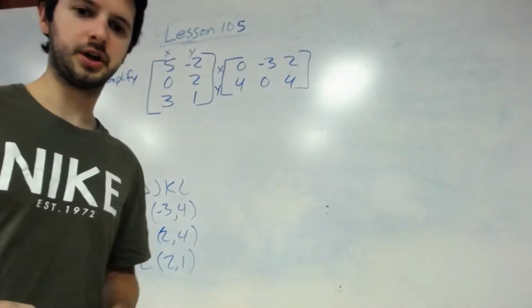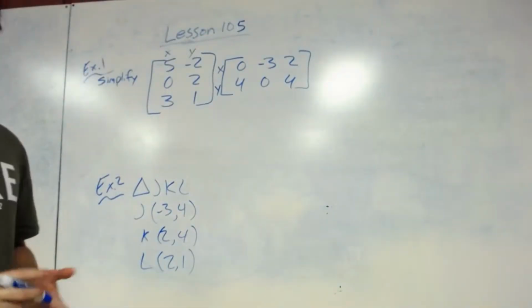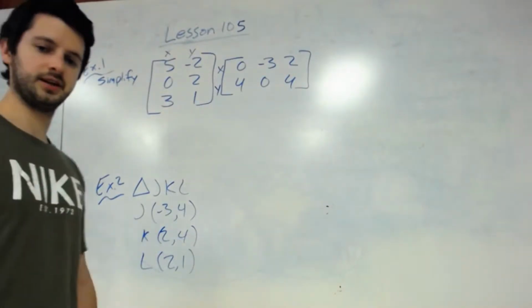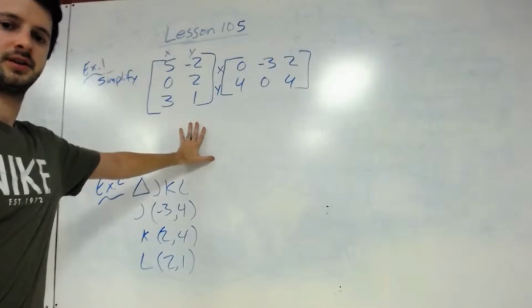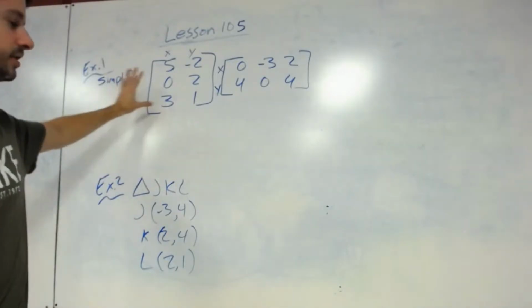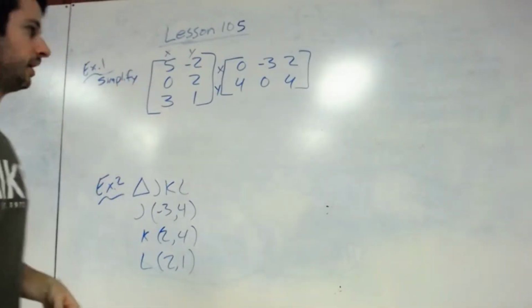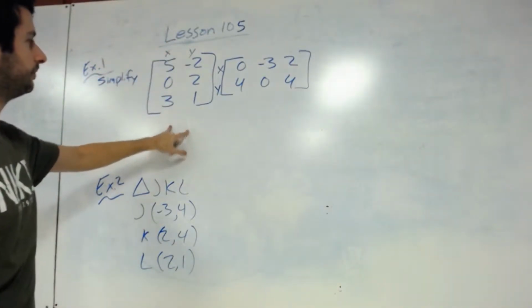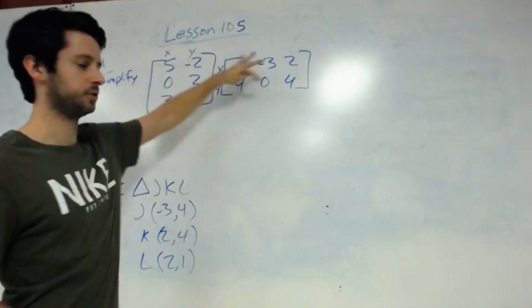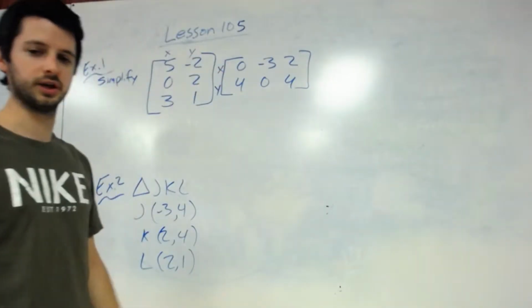We're going to look at multiplying matrices and how we can rotate and reflect images using multiplication of matrices in lesson 105. So first I want to talk about how we multiply these. So we have a 2-column matrix and a 2-row, or however you want to look at it, 3-column matrix.